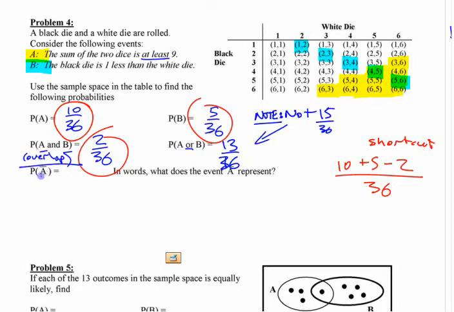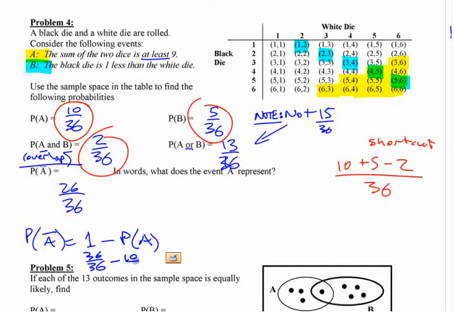And then the last one here, probability of not A. If A is 10 out of 36, even without knowing anything about it, not A is the rest, right? 26 out of 36. Its probability of not A is 100% or 1 minus probability of A. You can take 36 out of 36 and take away 10 out of 36 to get this.